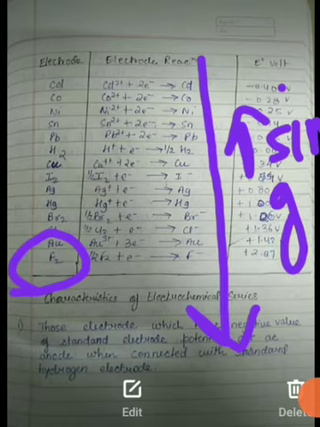So you have to remember these terms. What about reducing power? It is decreasing down the group. What about oxidizing power? It is increasing down the group. What does the negative sign indicate? It indicates that the electrode will act as anode when connected to the standard hydrogen electrode. What does the positive sign indicate? That indicates that the electrode will act as cathode when connected to the standard hydrogen electrode.